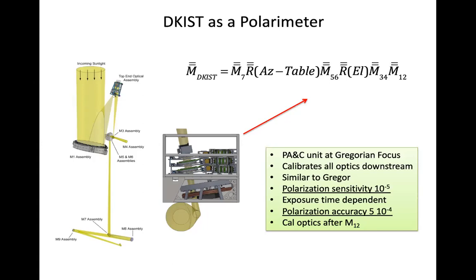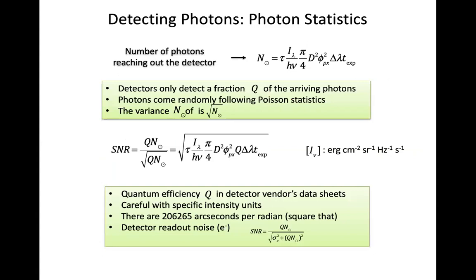Now, one thing that I always like to emphasize, sensitivity is exposure time dependent. Whether you reach 10 to the minus 5 is because you are adding photons. This one, accuracy, is not, but this one is. The sensitivity is exposure time dependent. I don't know if you want me to discuss this. This is how many photons you have on the detector.